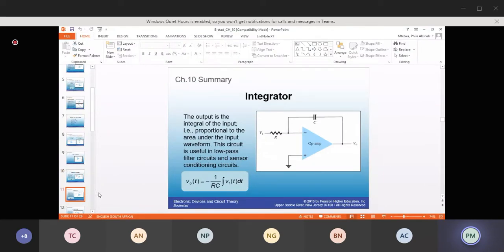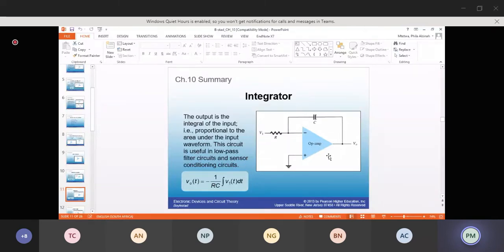The integrator. This one is called an integrator because so far we have seen circuits where your feedback component was a resistor, RF. With an integrator, the feedback component is a capacitor. And the output is the integral of your input, so the output is proportional to the area under the input waveform. This circuit is useful in low-pass filters and sensor conditioning circuits.